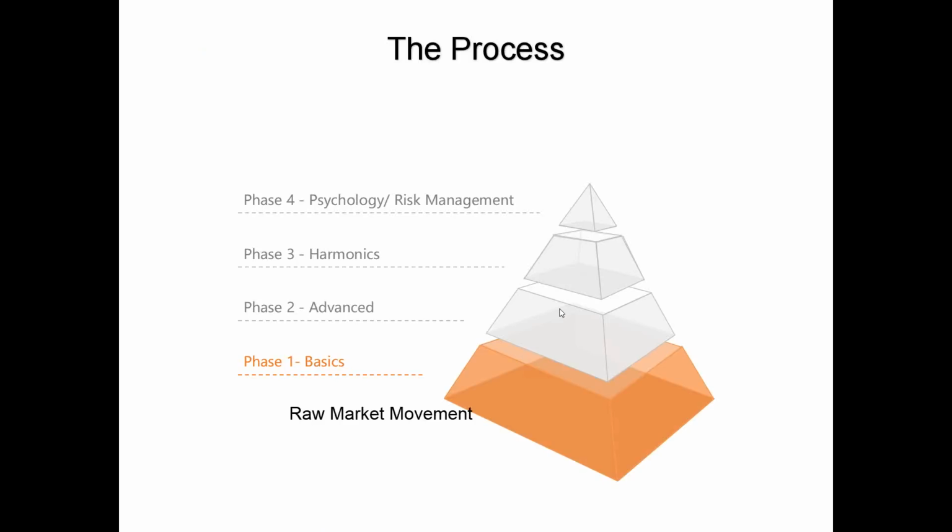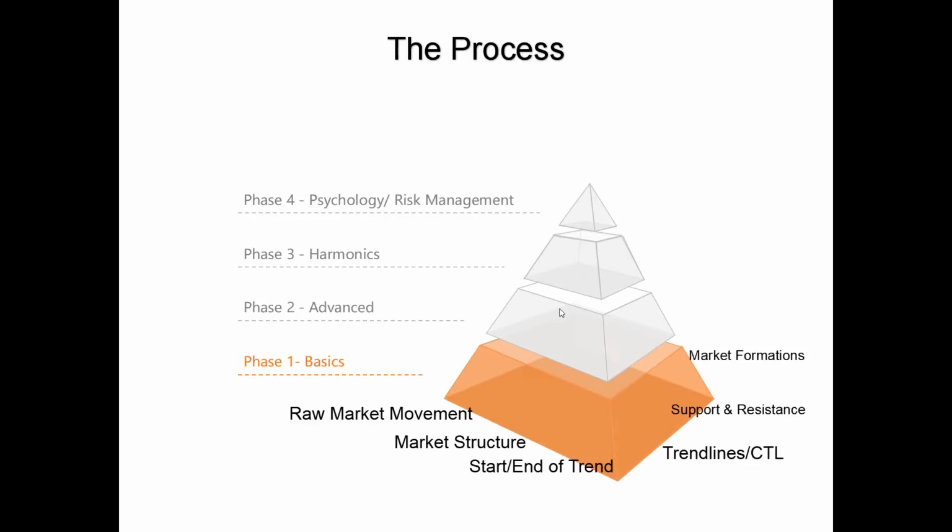Now, the basics. The basics are going to consist of, you guys already know them, so write them down: raw market movement, market structure, the retests, when it breaks and retests. The start and end of trends, so spotting when a trend is ending and when it's reversing. You need to know that and study that. Trend lines and counter trend lines. Support and resistance and market formations. I'll give you guys a second.